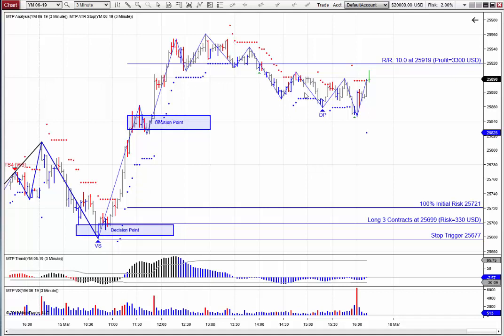And obviously I'm not going to look at any of these trade setups here later in the day because I'm only concentrating on the VS setup in this particular video. So a good example of our VS or volume spike setup that unfolded yesterday on a 3-minute chart of the YM.